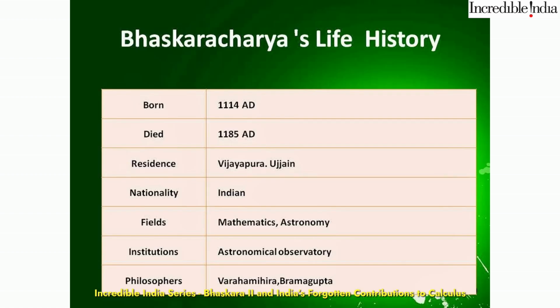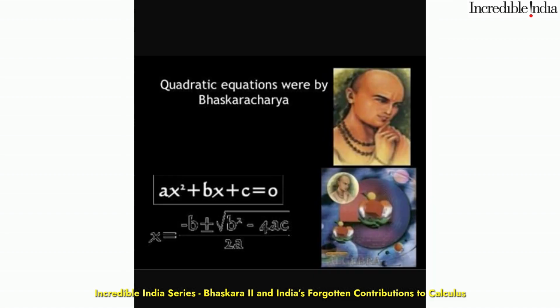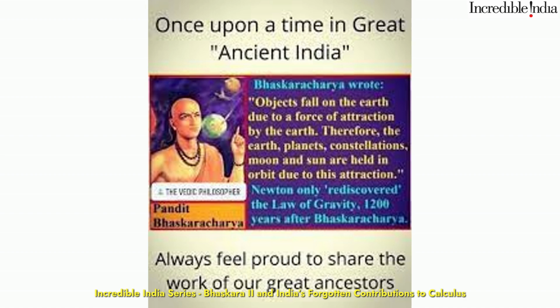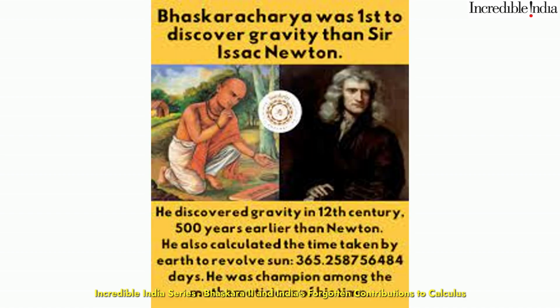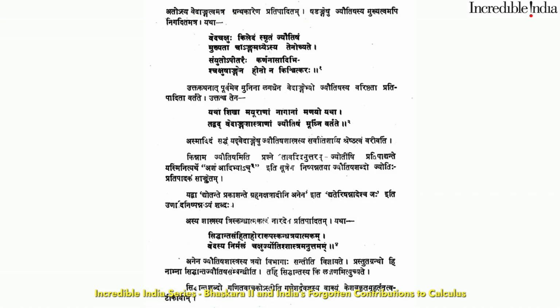Bhaskara II and the birth of differentiation. In his magnum opus, Siddhanta Shiromani, written in 1150 CE, Bhaskara II described the principles of what we now call differentiation. He examined how a changing quantity approaches zero, a concept that aligns with modern differential calculus.